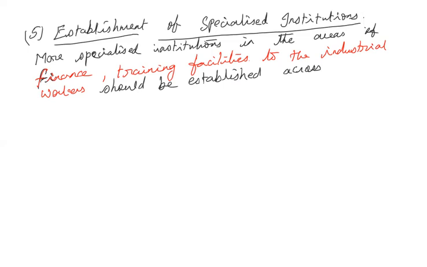In this connection, there are certain specialized financial institutions and training institutes established both at the central level as well as by each and every state government. Some of the state governments have also established their own specialized institutions. For example, we have SIDBI, that is the Small Industrial Development Bank of India. The name itself says that it is mainly catering to the financial needs of the small scale industries.